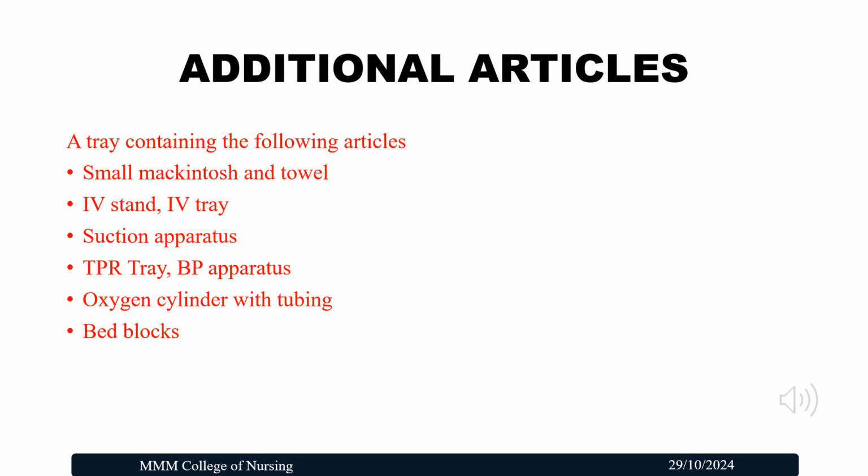Additional articles required for a post-operative bed. A tray containing the following articles: a small Macintosh and a towel to spread at the head end of the patient, IV stand and IV tray, suction apparatus, TPR tray, that is temperature, pulse and respiration tray, BP apparatus, oxygen cylinder with tubing, and bed blocks.